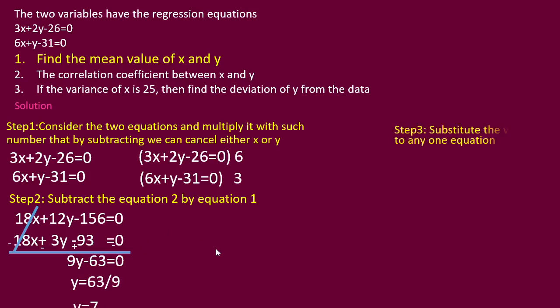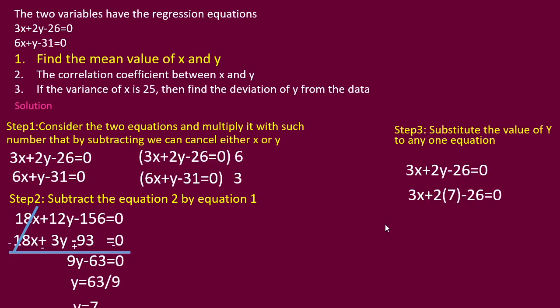The next step is to find the x value. As far as finding the x value, I should substitute the value of y into any one equation. Either I can consider this or the second equation. I'll consider the first equation, 3x plus 2y minus 26 equals 0. I'll simply apply the value. So 3x plus 2 into y, and now the value of y is 7. I'll substitute here.